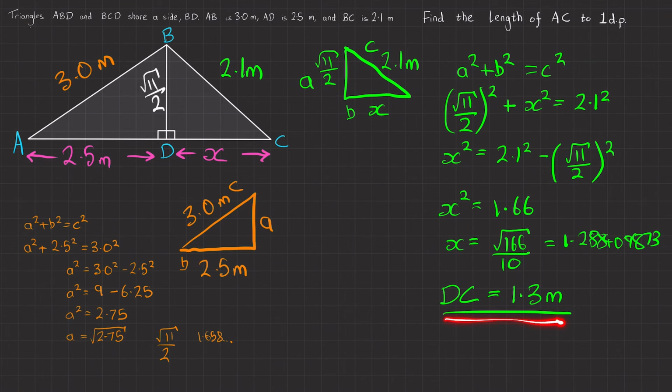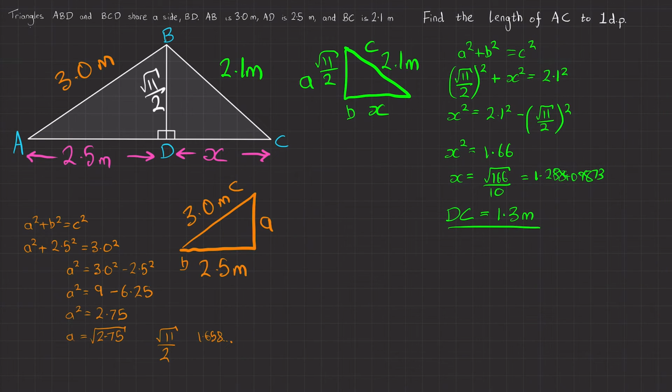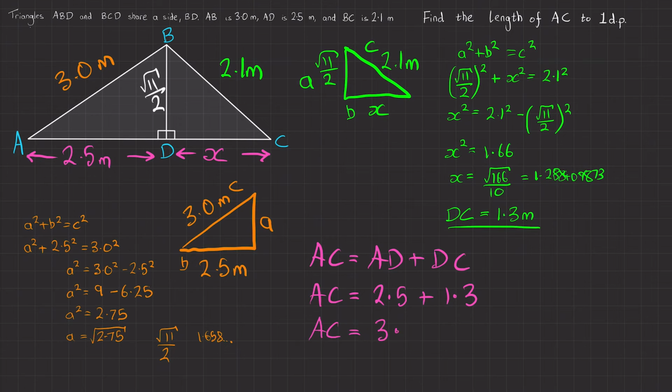Now this isn't our final answer, because we want to find the length of AC, but we've only just found the length of DC. So we need this whole length, but we've now been given the length AD, and we've worked out DC. So the length of AC is the length of AD plus the length of DC. So the length of AC is 2.5 plus 1.3. So our final answer, AC, is the length 3.8 meters to 1 decimal place.